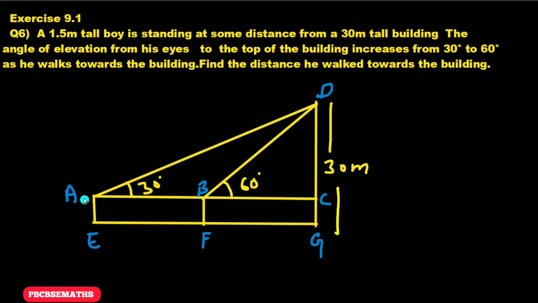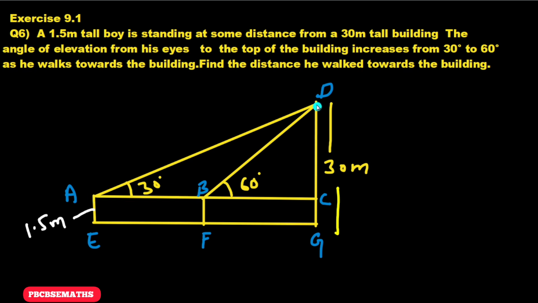So for that, let's draw triangles with respect to this given data. Let's say AE is the height of that boy, so the length of AE is 1.5 meters. From this point A, that boy walks towards the building. At this point A, if he watches the top of that building, the angle of elevation is going to be 30 degrees, and he moves from point A to point B.